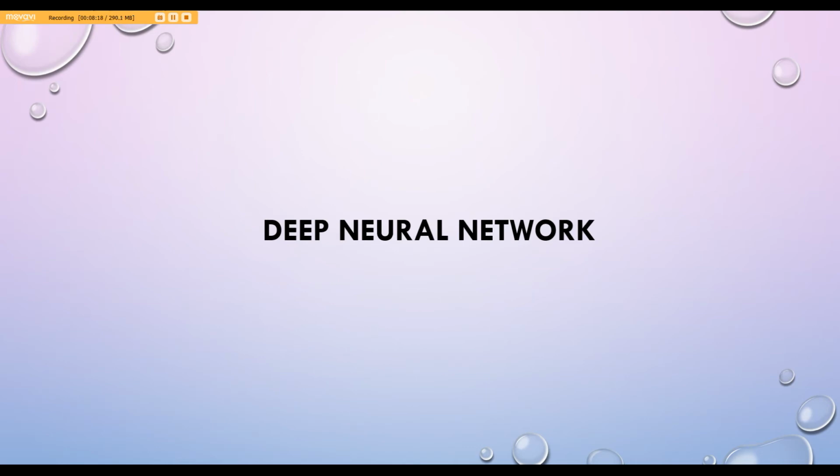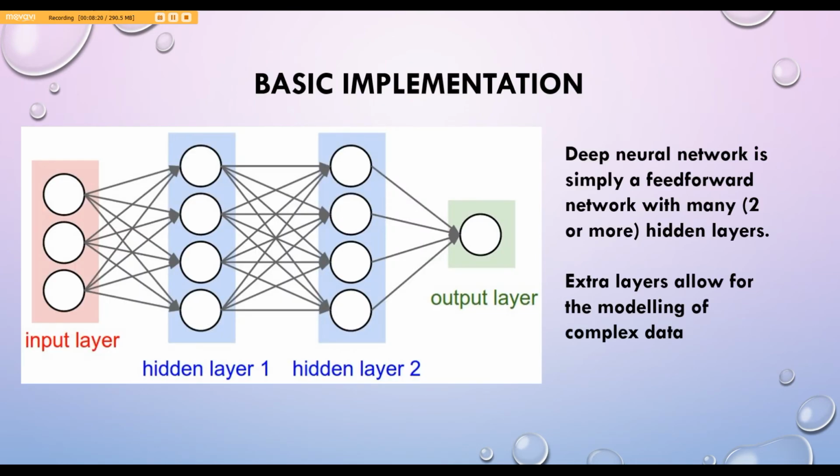Now I will just briefly introduce you to deep neural networks. In this course we are just going to touch upon the most basic implementation of deep neural networks. This is a simple feed-forward network with many, and by many I mean 2 or more hidden layers, and these extra layers allow for the modeling of complex data. In this course we are actually going to start with basic deep neural networks using something known as H2O, which is a very powerful machine learning framework.